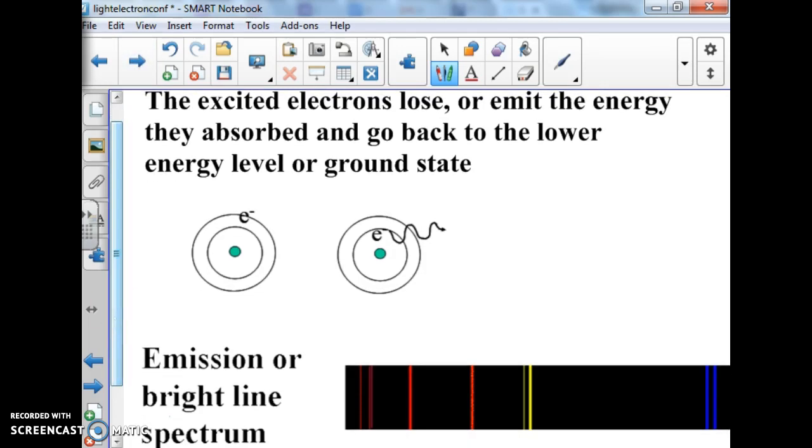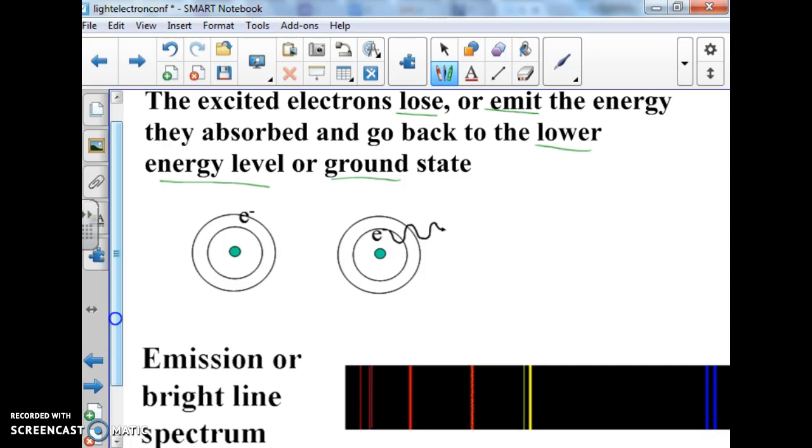Let me hope you know all the words here. It just has this part right now. So here's my electron, and it's going to fall back down. So flip the page. You're on page 4: the excited electrons lose or emit energy and go back to the lower energy level, or the ground state. I didn't leave enough space, so I should have left you one more space. It should say lower energy level or ground state.